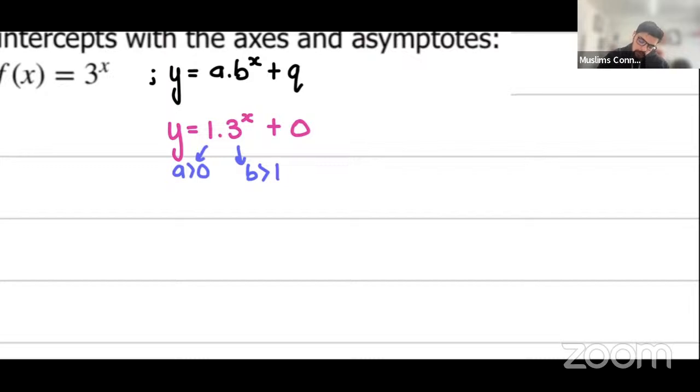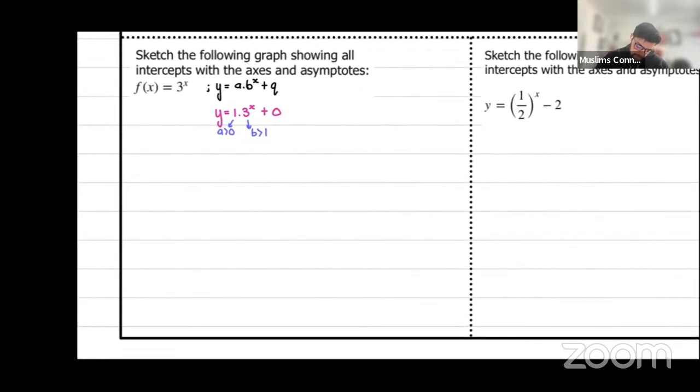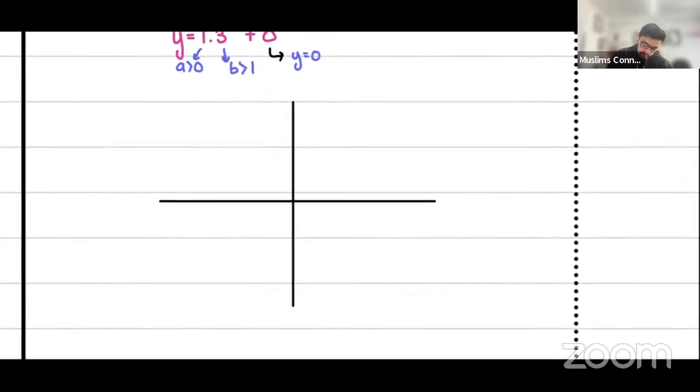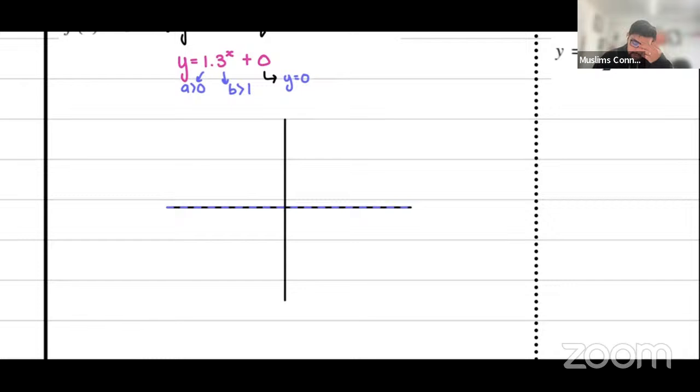So let's draw it, and we can draw our asymptotes. So the asymptote is 0. So essentially, y is equal to 0. Y is equal to 0 on the x-axis. So we draw it here. That's our asymptote. Hopefully that's visible. Now we need to draw our function. What does that look like?